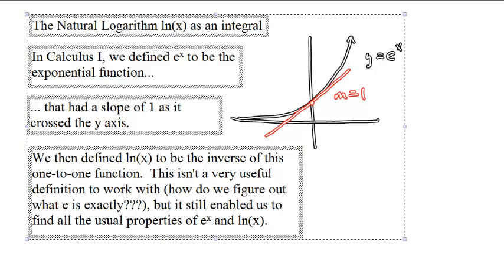Well, in today's lesson, we're going to talk about how we could define the natural log of x to be the integral from 1 to x of 1 over t dt. That is, pretend you don't know what the natural log is. Pretend you don't know what e to the x is. This is our definition. This is our new way. And let's see, what can we say?